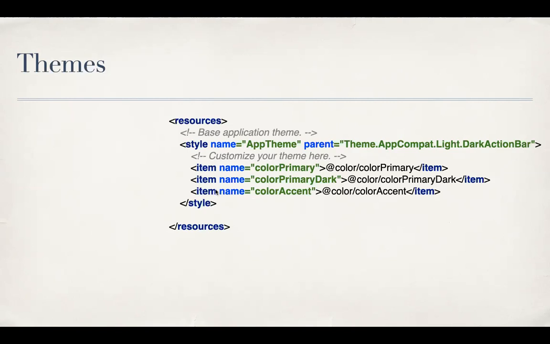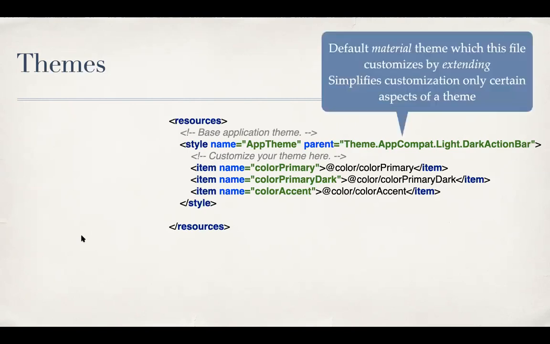So what do we see here? We see a style declaration which says its name is app theme and its parent is Theme.AppCompat.Light.DarkActionBar. So the parent value comes from the default material design, material theme, and this file extends it like inheritance. It extends it and allows you to customize it further.